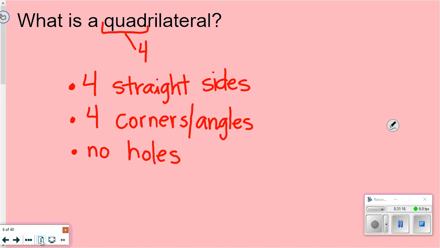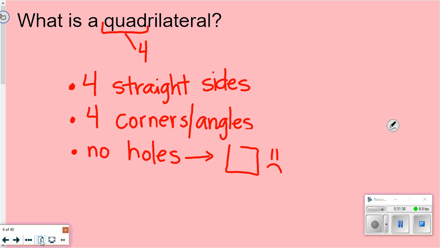No holes. What I mean by that is a shape that looks like this. Do you see there's a giant hole in that shape? It doesn't connect all the way. That's not square. That is sad.